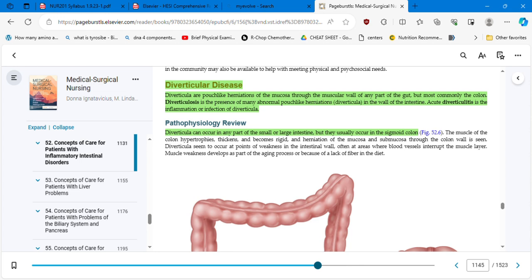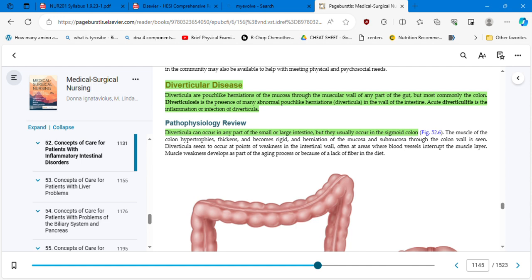Diverticular disease is a pouch-like herniation of the mucosa through the muscular wall of any part of the gut, but most commonly the colon. Diverticulosis is the presence of many abnormal pouch-like herniations, diverticula, in the wall of the intestine. Acute diverticulitis is the inflammation or infection of diverticula, right?